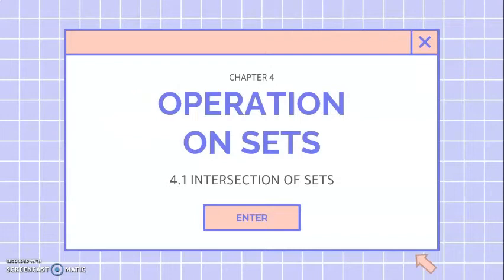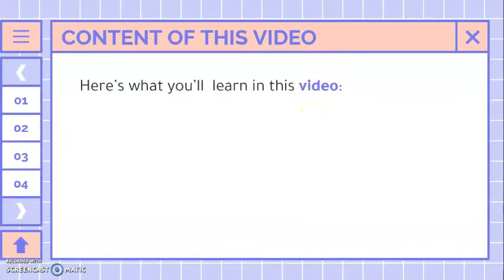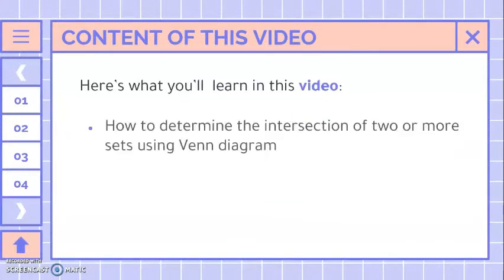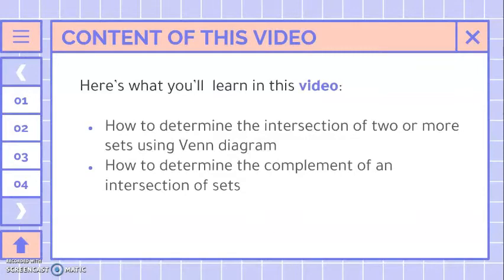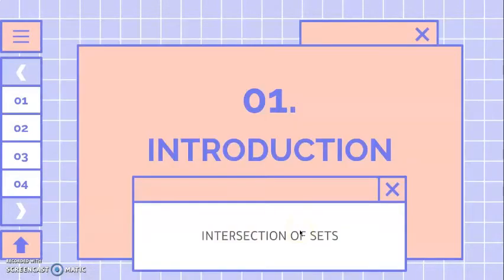Hi everyone, in this video I will explain to you guys about the operation on sets of intersection of sets. So here is what you will learn in this video. The first one is how to determine the intersection of two or more sets using Venn diagram. Second one is how to determine the complement of an intersection of sets. And lastly, how to solve problems involving intersection of sets.